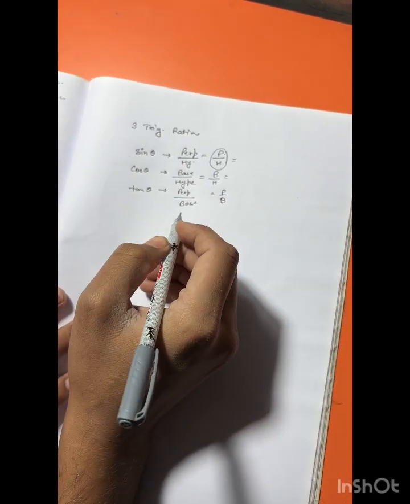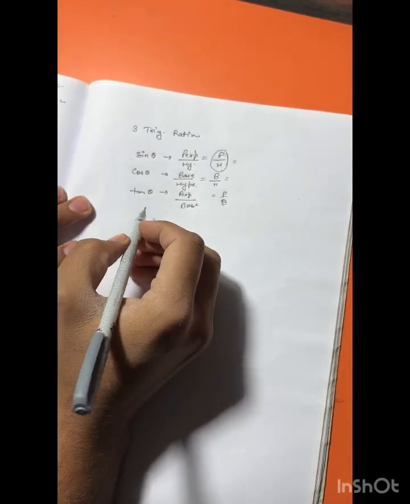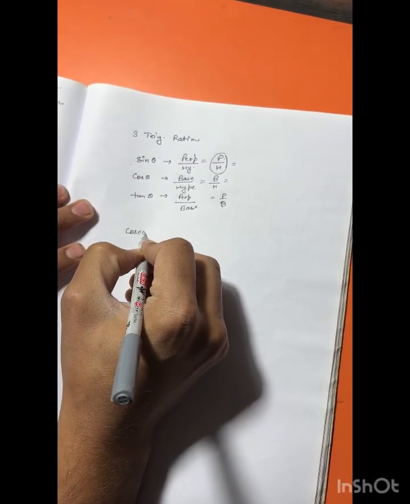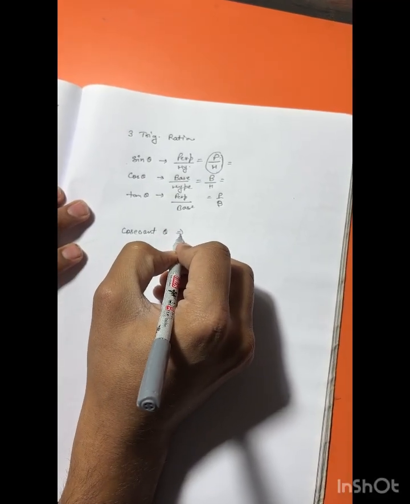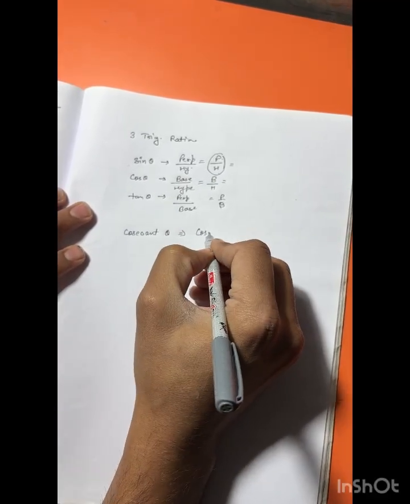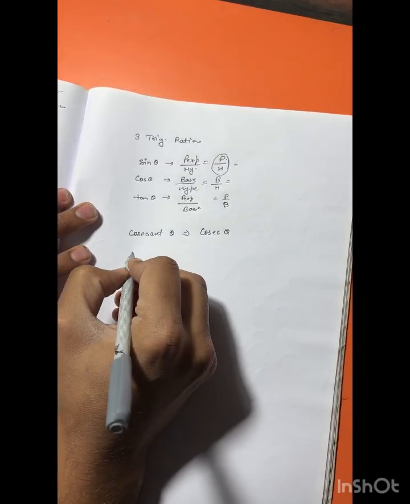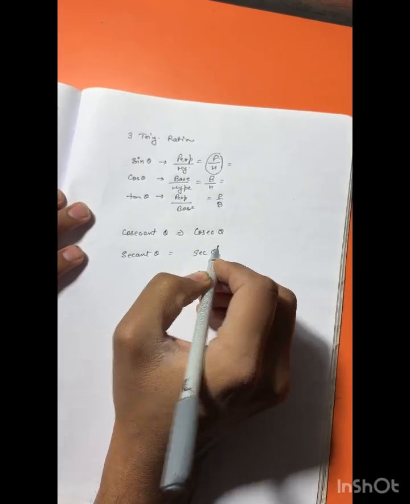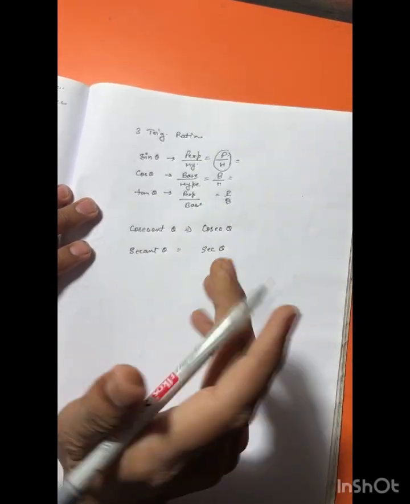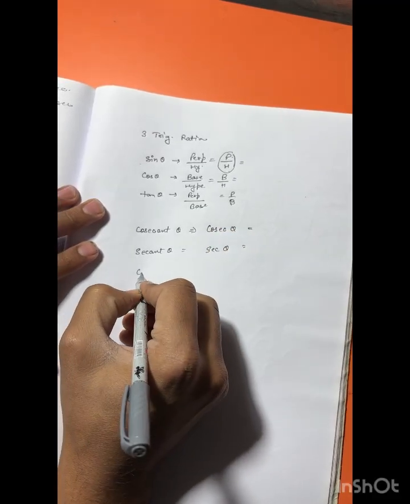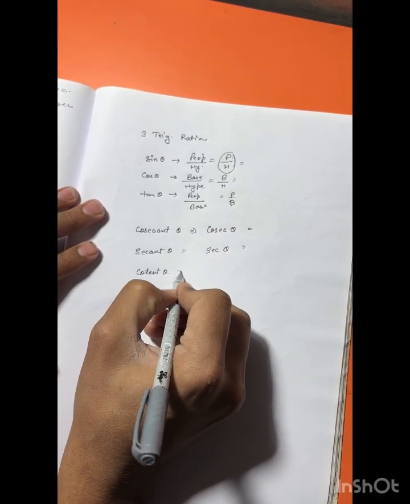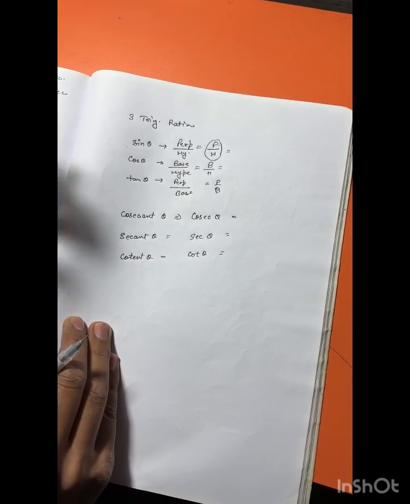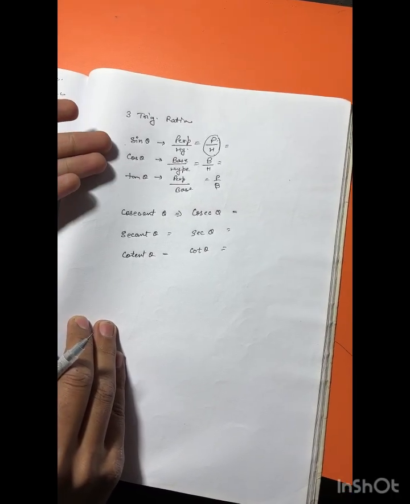Got it? Now we are talking about the last three trigonometric ratios, that are cosecant theta, or in short form we can call it cosec theta. Another is secant theta, or we can write it as sec theta. Are you understanding what I am saying? Good. Next and the last is cotangent theta, or we can write it as cot theta. Got it? So what's special in this? I told you earlier that these three are the opposite of the above three.